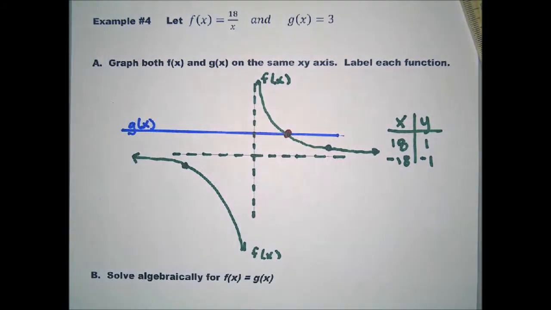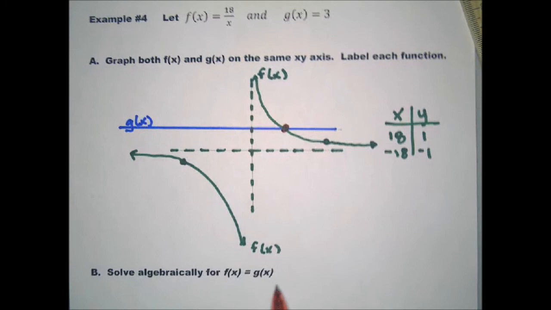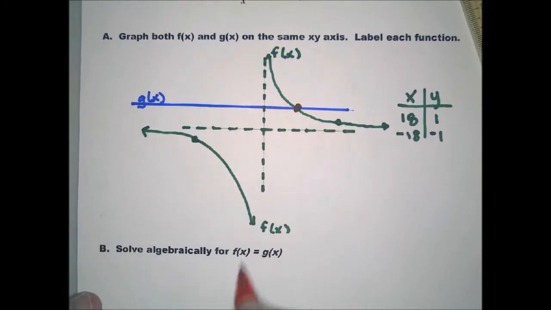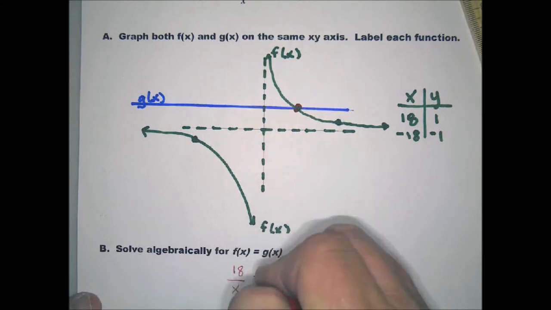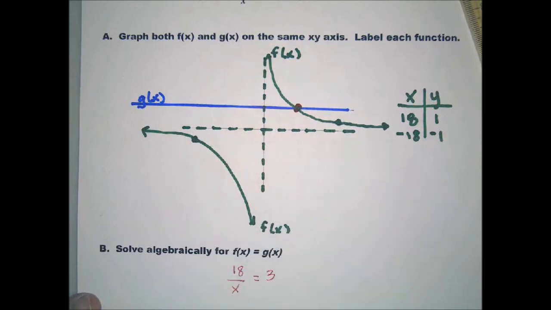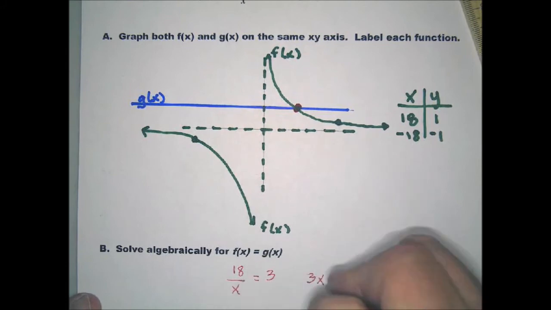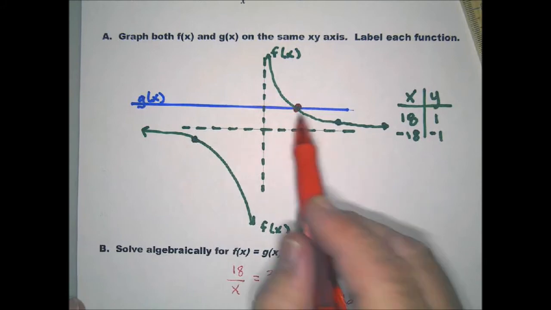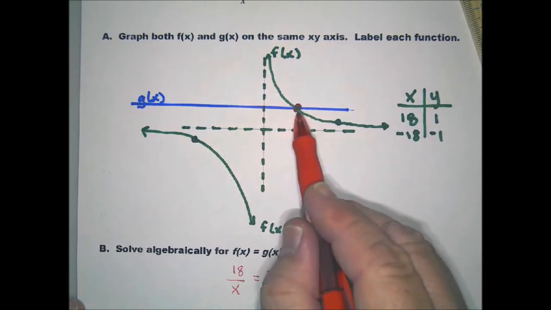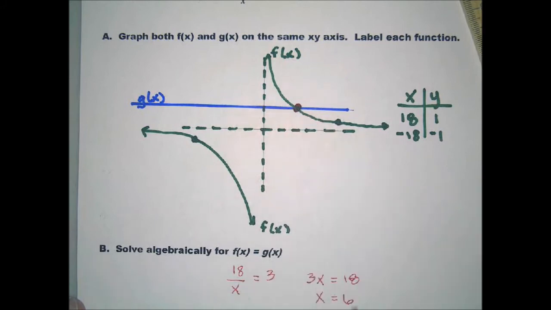Now, algebraically, where is that place? Well, we're going to set the two functions equal to each other. F of x equals g of x. F of x is 18 over x. G of x is 3. So we just need to solve that. By cross multiplying, 3 times x is 3x. 3x equals 18. X equals 6. So what does that tell us? That intersecting point right there is where x equals 6.